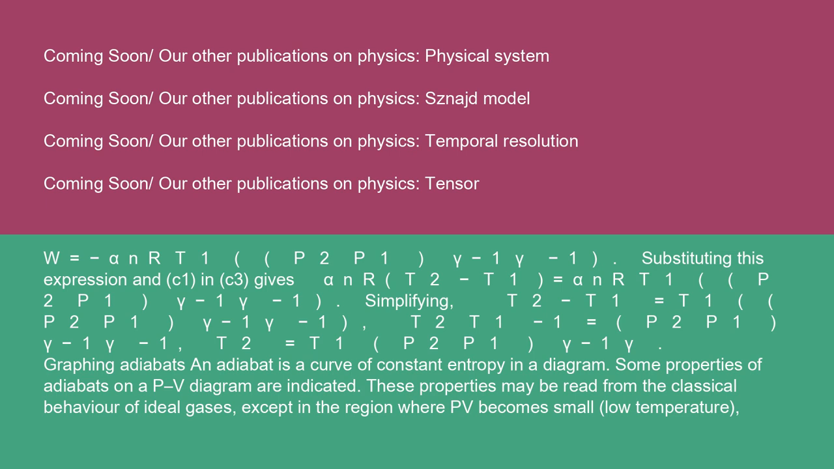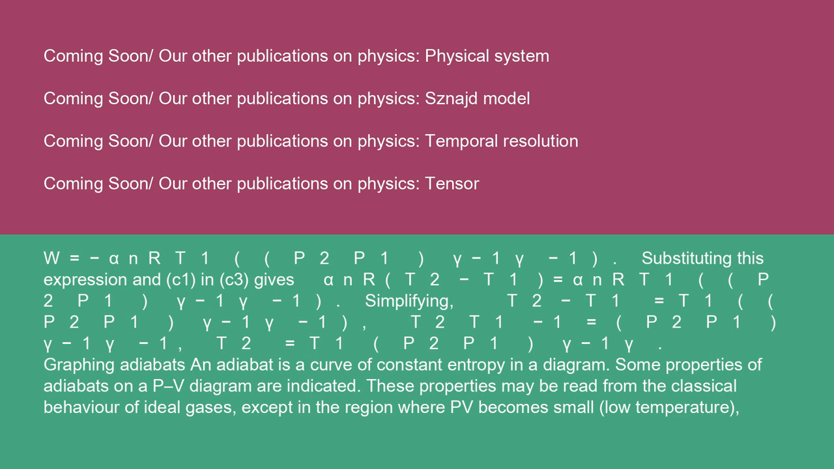Substituting this expression for W into the energy relation gives alpha N R (T2 − T1) equals alpha N R T1 [(P2/P1)^((γ−1)/γ) − 1]. Simplifying, T2 − T1 equals T1 [(P2/P1)^((γ−1)/γ) − 1], T2/T1 − 1 equals (P2/P1)^((γ−1)/γ) − 1, so T2 equals T1 (P2/P1)^((γ−1)/γ).